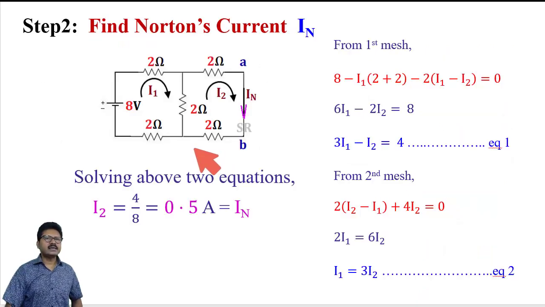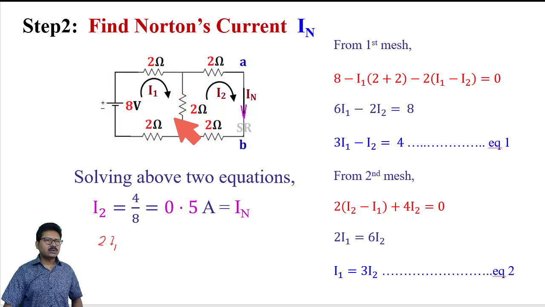This is that circuit. To calculate IN, here again I have used mesh analysis. In the first loop, current I1 is flowing. In the second loop, current I2 is flowing. From the first loop, the summation of potential drops across this 2 ohm resistance, this 2 ohm resistance, this 2 ohm resistance and this 8 volt will be equal to 0. Now what is the potential across this 2 ohm? That is 2 multiplied by I1.